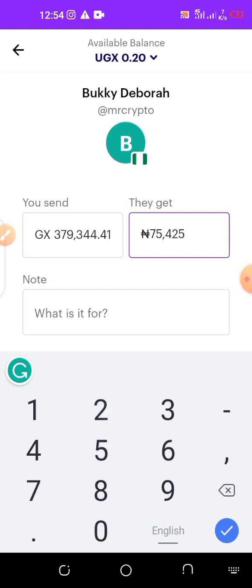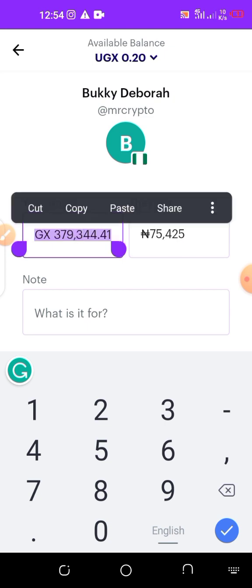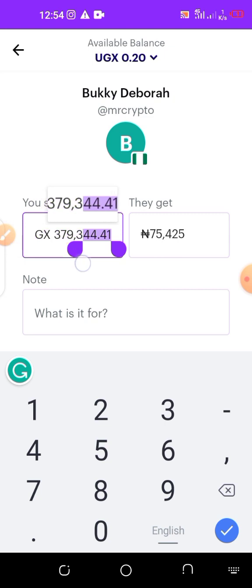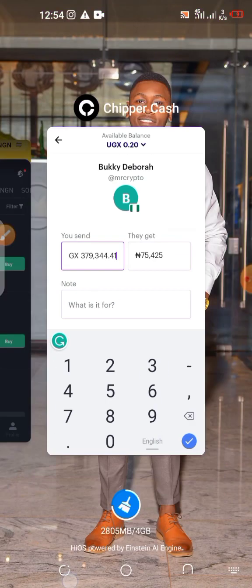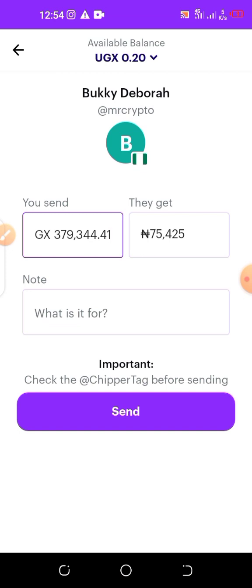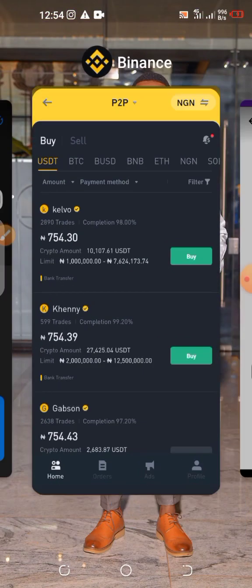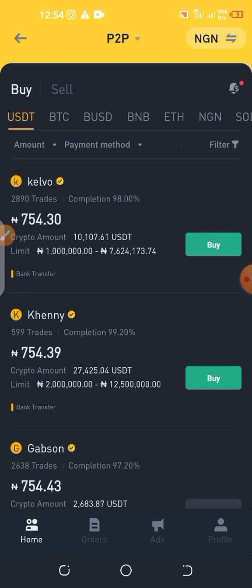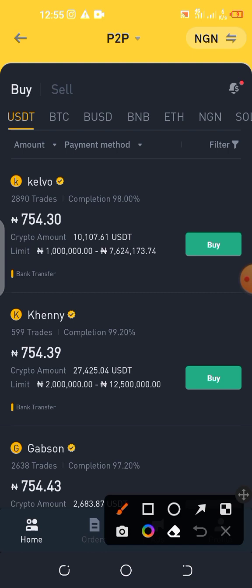So look at the amount you're making. It means that this person is going to send you, let me copy this. Okay, so this is the money you're going to receive on your Cheaper Cash when you put up an ad and you're selling at this price, like the P2P price, you see. So you set up at a lower price so that you can be on top of this person, you understand? Hope you're getting me. So you'll be here on top of this person, because your price will be lower. As you can see, this person is 39, this is 30, so you'll be up here.